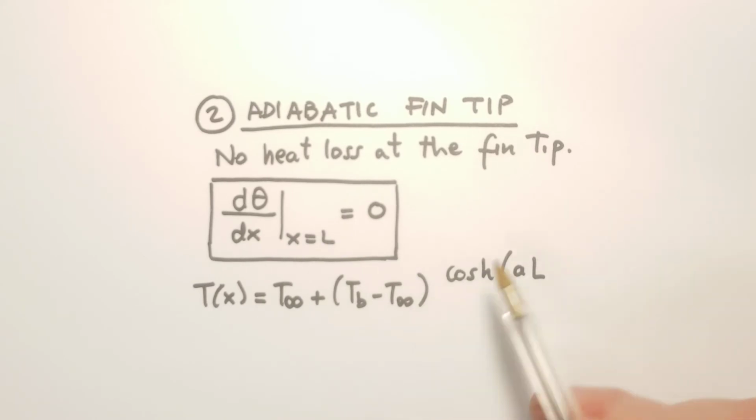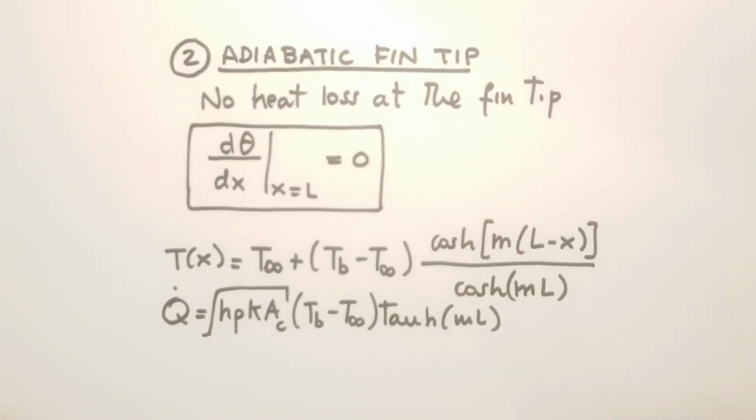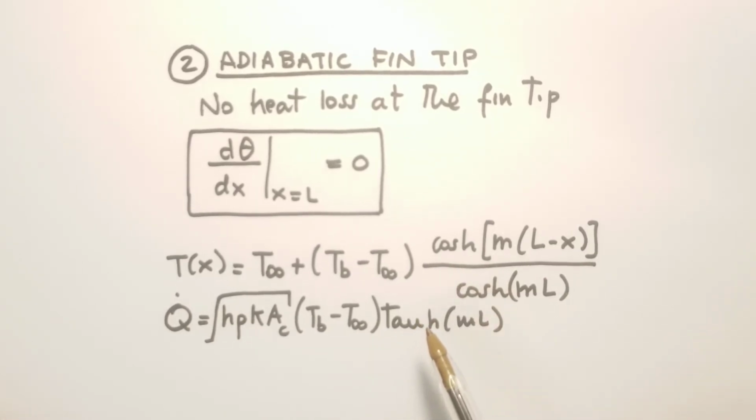So in this case, instead, we have a cosh solution. So cosh involves, of course, the exponential e to the mx, but also e to the minus mx. In the same way, we can find a Q that's extracted from the base of the fin by differentiating this expression.